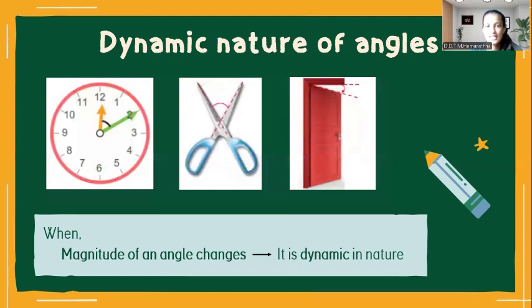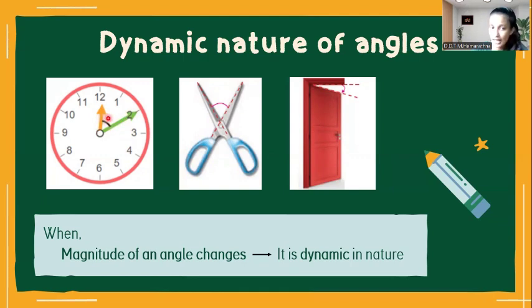The next one is the dynamic nature of angles. You can see here a clock. There are two hands in a clock which indicate the time. Those are the hour hand and the minute hand. When the clock indicates its time using these two hands, an angle is created between these two hands.